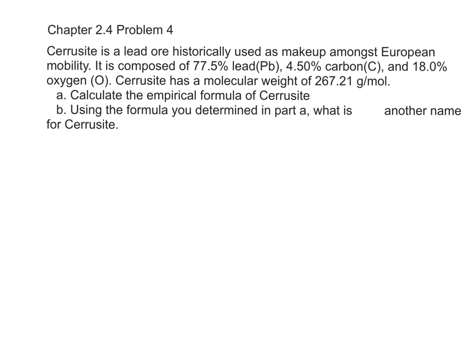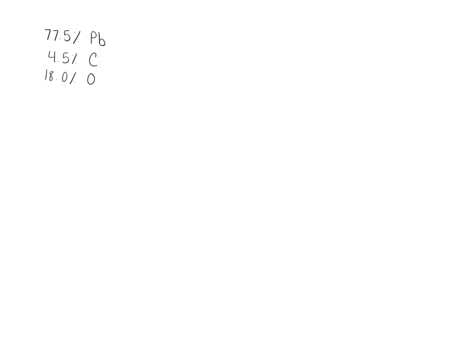To start, we are going to use the composition of cerussite to solve for the molecular weight of each element. We are going to find the molecular weight of each element by multiplying the molecular weight of cerussite by the percent composition of each element, lead, carbon, and oxygen. So for lead, we multiply 0.775, which is the percent composition of lead in cerussite, by 267.21 grams per mole to get 207.08775 grams per mole of lead in cerussite.